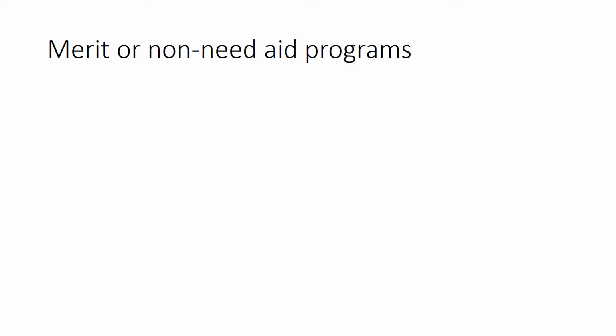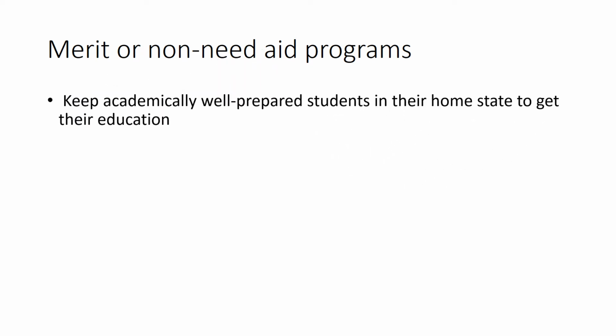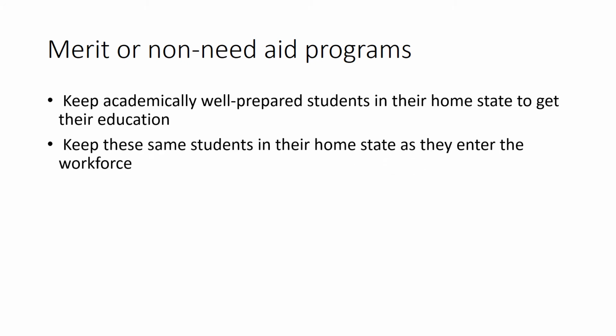Now on to merit or non-need aid programs. These programs are designed to keep academically well-prepared students in their home state to get their education. This also helps the state with their statistics, and how many kids went to, let's say, a high school in that state and stayed in their home state to complete their bachelor's degree, their master's degree, maybe their doctorate degree. This also keeps these same students in their home state as they enter the workforce. So that way, this university is pretty much paying for this person that's going to be in their community working. So I think it all goes full circle in that they're paying for their education, but yet they're still going to see some kind of residual.